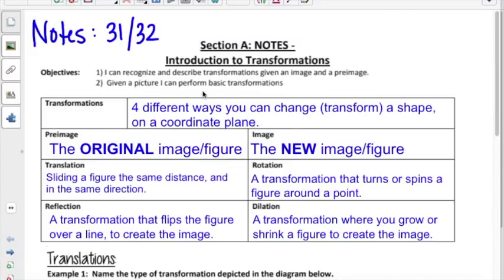All right, this is week 31 and 32 notes. This will take you more than one class period. Go ahead and copy down the definitions first.